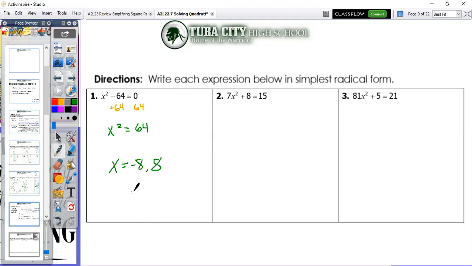We could write the answer like this, but I think we're going to practice using the symbol that they told us to, because that's what the directions say, and whatever the directions say is what we have to do. So in this case, let's use the plus and minus 8 symbol to show that our solution is positive 8 and negative 8.